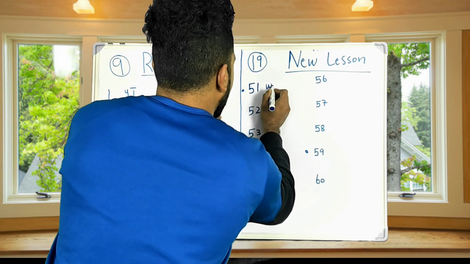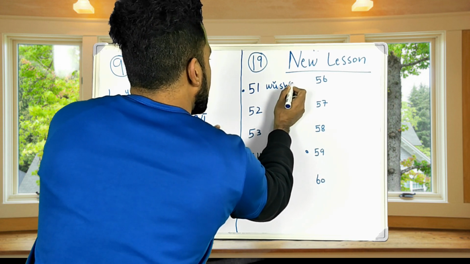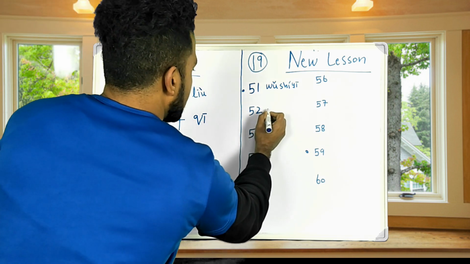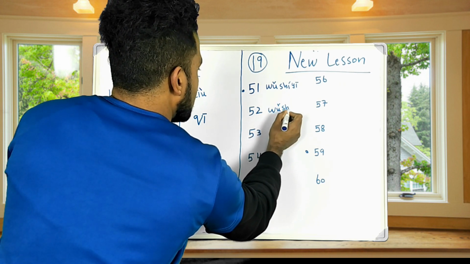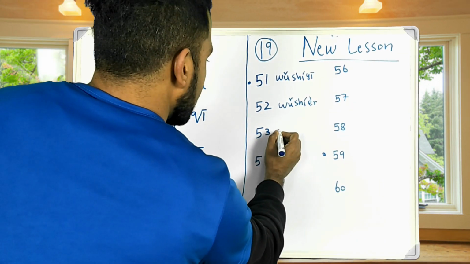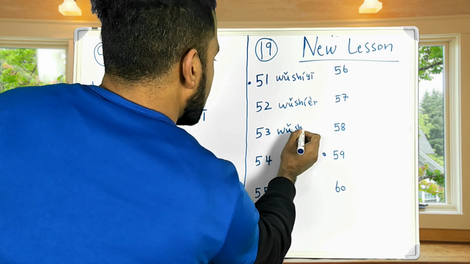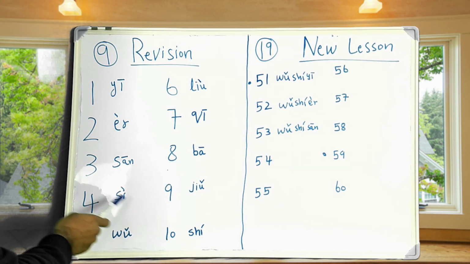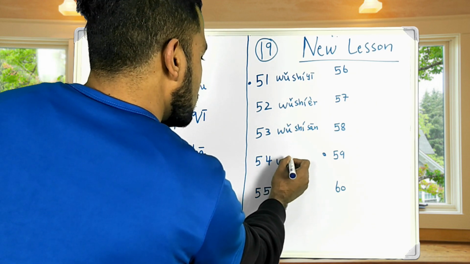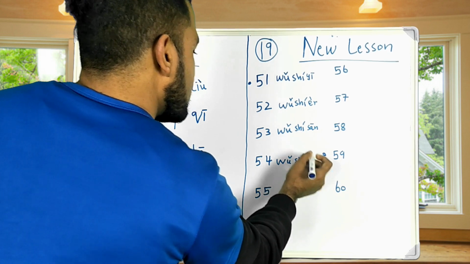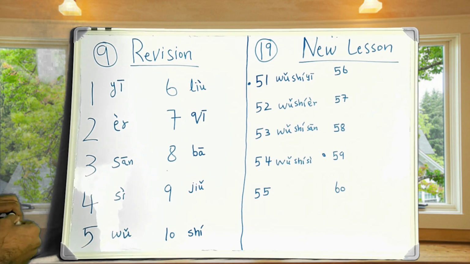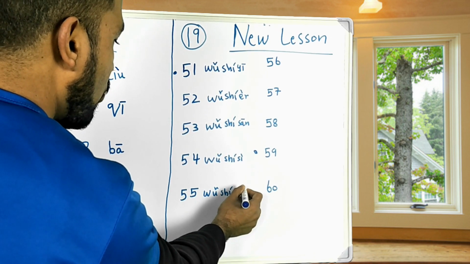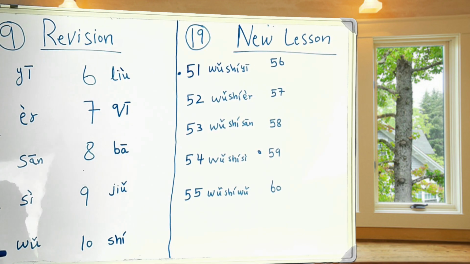Okay, 51, wu shi yi. 52 is wu shi er. 53 is 五十三. 54 is 五十四. 55 is 五十五.